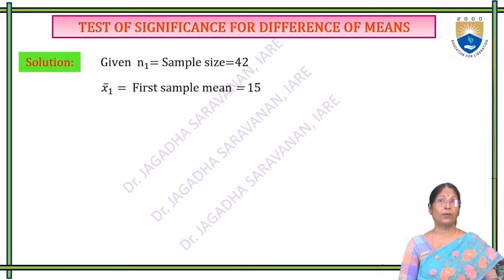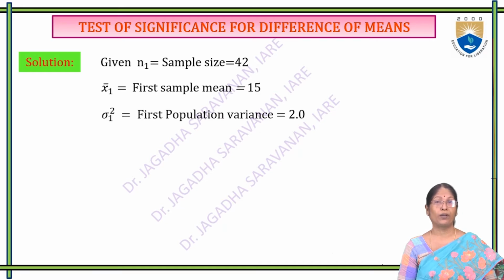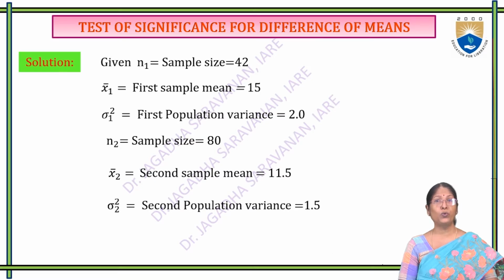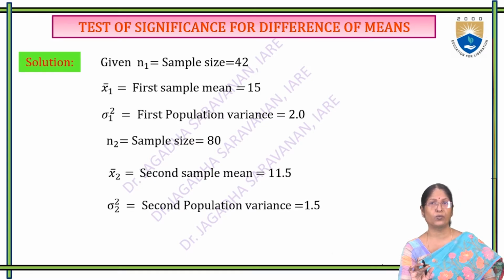So N1, the sample size, that is the 42 cars. X1 bar, first sample mean, 15. Sigma 1 square, first population variance, 2.0. N2, the sample size is 80, and X2 bar, second sample mean, is 11.5. Sigma 2 square, second population variance, is 1.5.